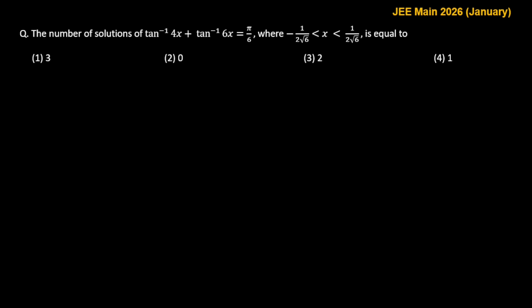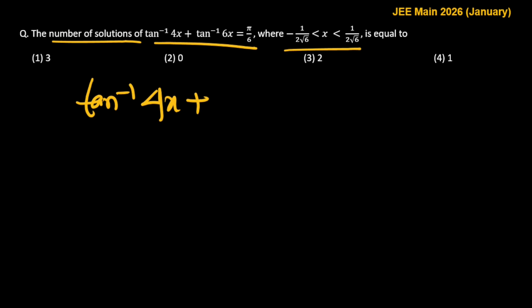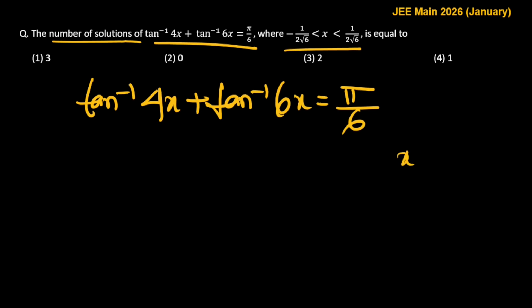Let us first carefully observe the problem. The question asks the number of solutions of this equation where x lies in this interval. So the question is tan inverse 4x plus tan inverse 6x is equal to pi by 6, and asks to find the value of x, how many x are valid for this interval.